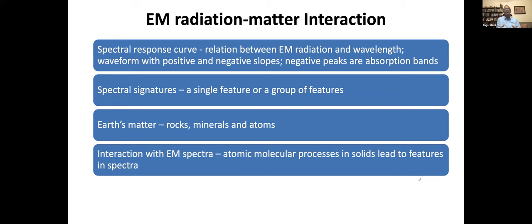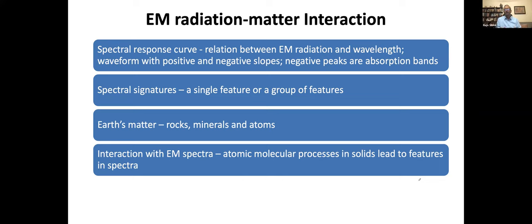Typically, when we want to identify a particular object on remote sensing data, it is never a single feature. It is never a single absorption or reflection peak. We actually depend on multiple features. That is why they are called spectral signatures. All the objects on the Earth, rock, mineral, soil, water, vegetation, have very different spectral signatures. And that is the most fundamental basis on which remote sensing data are acquired and analyzed.